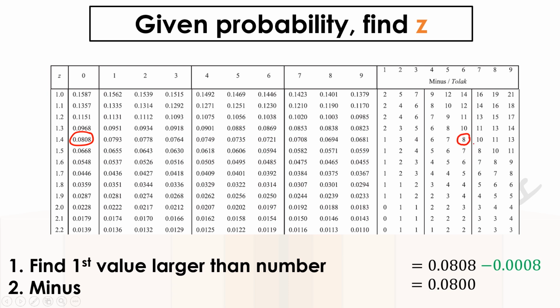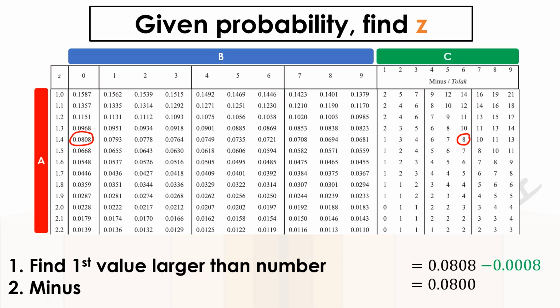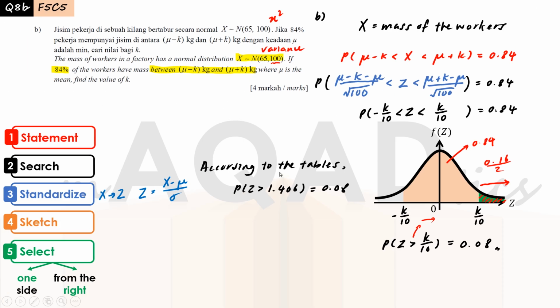Once we identify these two numbers, we can find the value of z from sections A, B, and C. Section A is 1.4, section B is 0, section C is 6. So our value of z is 1.406. According to the tables, the z value is 1.406, so I can compare this value with this value to find the value of k, which is 14.06.